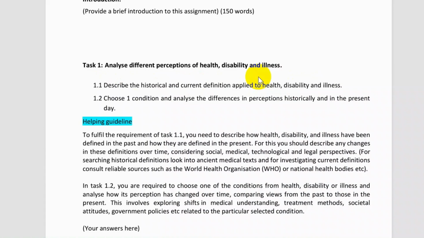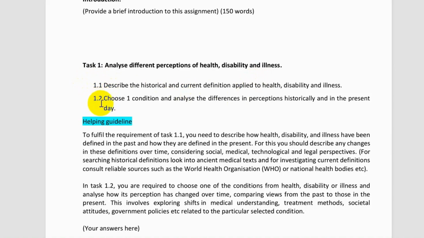So in this criteria, you need to discuss how social, medical, technological, and even legal factors have influenced these changes over time. For example, you can think about how advancement in medical science has changed our understanding of illness, or how societal attitudes have shaped our views on disability. So this is how you can provide an effective answer to the assessment criteria 1.1.